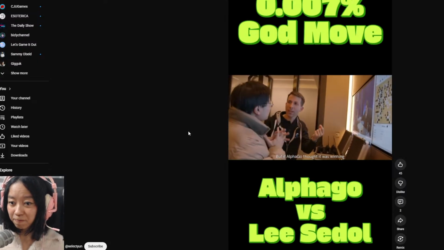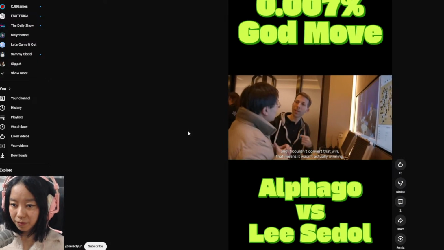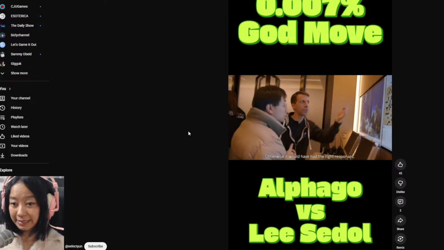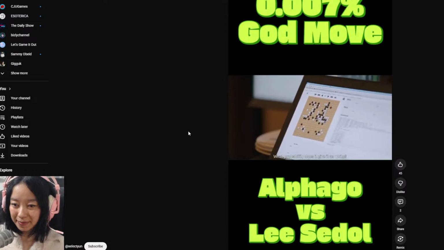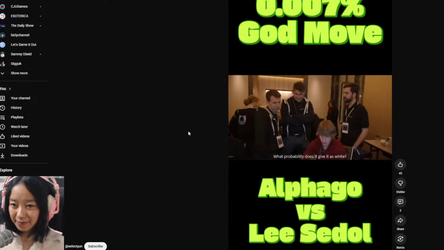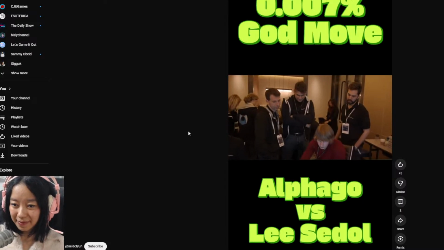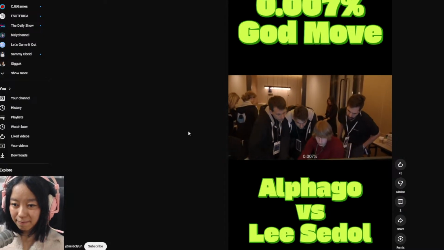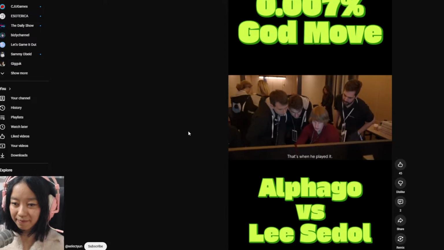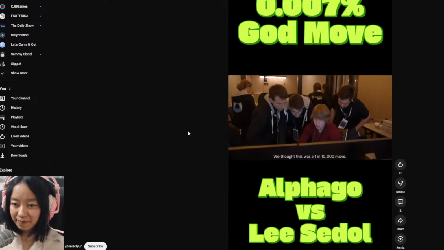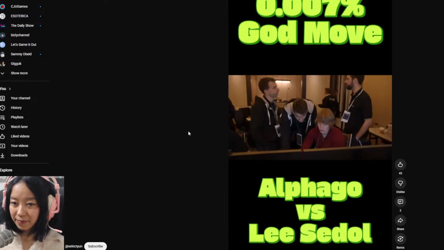But if AlphaGo thought it was winning and it couldn't convert that win, that means it wasn't actually winning. Otherwise, it would have had the right responses. Would we have played it? There's a steal in there. What probability does it give it as white? Like 0.007%. Is that in the position that he played? That's when he played it. I see. So we thought this was a one in 10,000 move. Yeah, the value is really low.